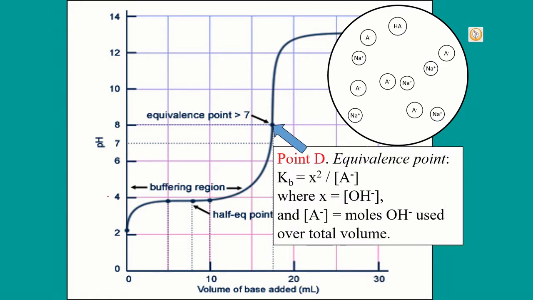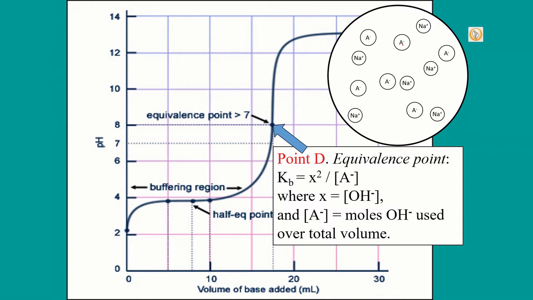Now let's talk about what happens at the equivalency point. When we're at the equivalence point, all of the acid has reacted. So if you look at a little diagram up here, all of the acid is gone. There's no HA left in the system. So we have only the conjugate base. This is no longer an acid. Because it's only the conjugate base in the solution, it is the base.